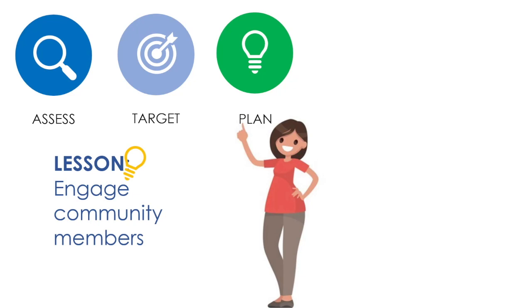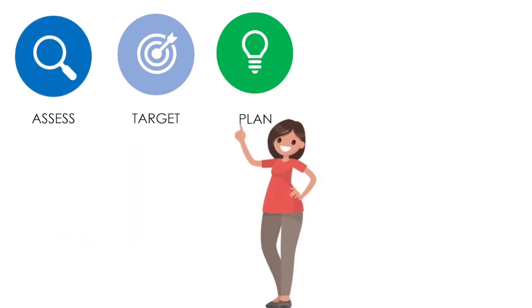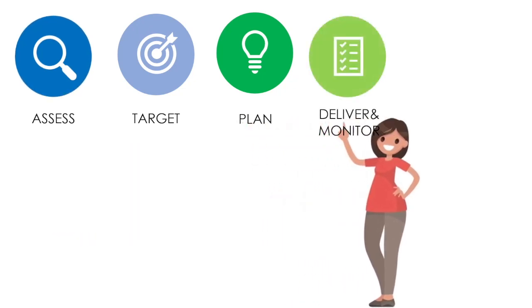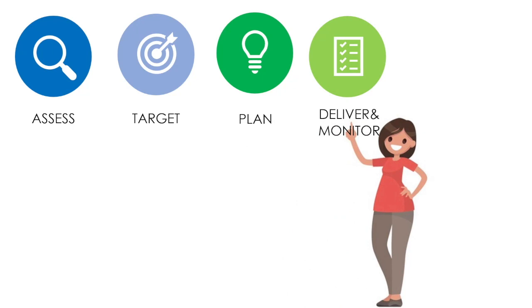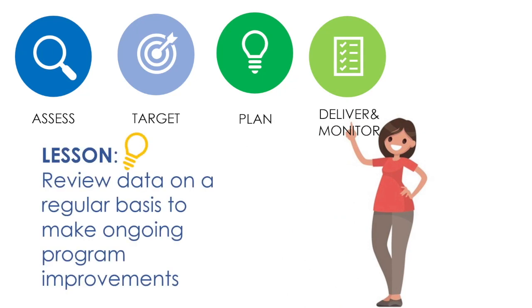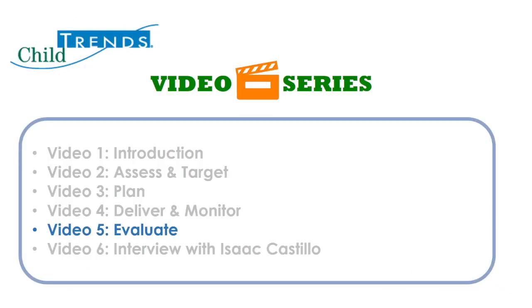Maya and her team continued to engage community members to get insights about how to make the programming better. In step 4, Maya and her team decided what data they would collect to monitor the delivery of their program and track outcomes. They made sure to review the data on a regular basis to make ongoing program improvements. Check out the resources links on the webpage for more about monitoring program quality. To see what Maya and her team did next, check out video 5.